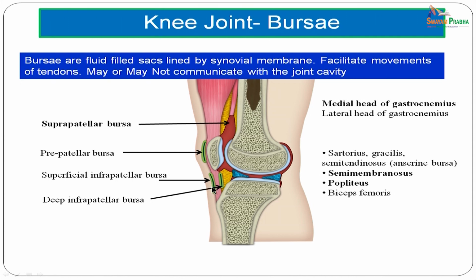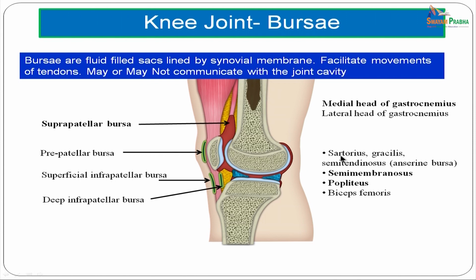This one here is the superficial infrapatellar bursa, which is superficial to the ligamentum patellae, and this one here behind the ligamentum patellae is the deep infrapatellar bursa. On the posterior aspect, there are bursae which are related to the medial head of gastrocnemius and another bursa which is related to the lateral head of gastrocnemius. The bursa under the medial head of gastrocnemius is in communication with the joint cavity.